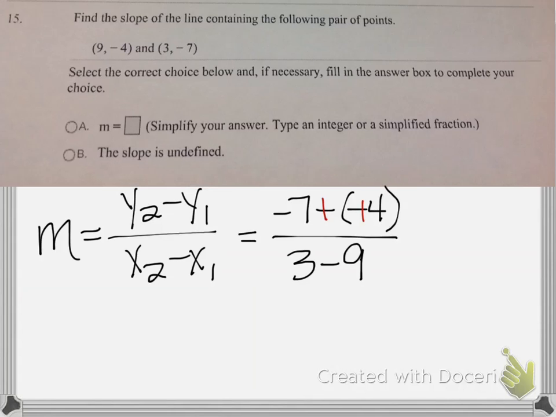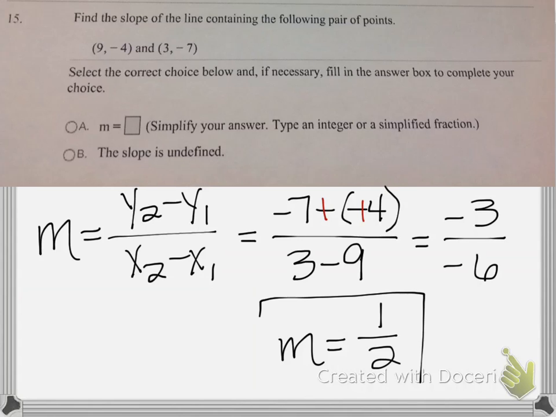So -7 minus -4 is actually -7 plus 4. So -3. And then 3 minus 9 is -6. So it looks like my slope ends up being positive 1/2.